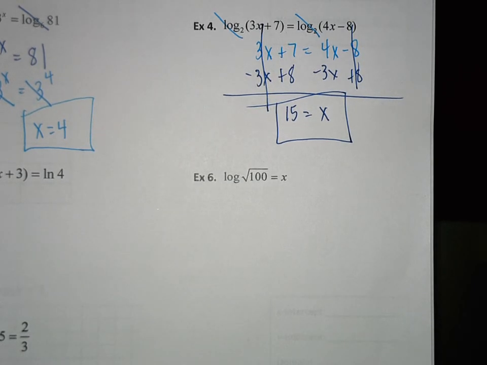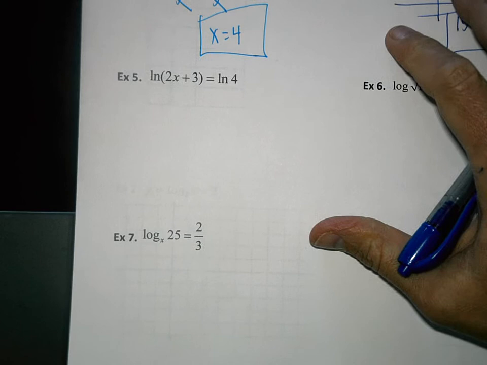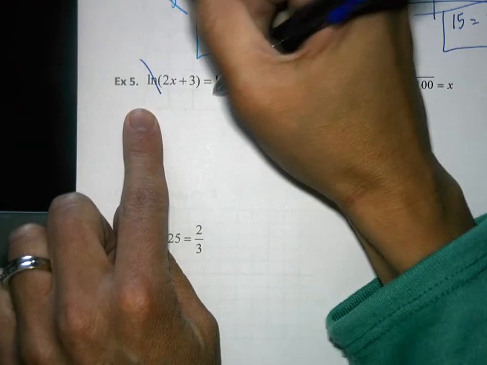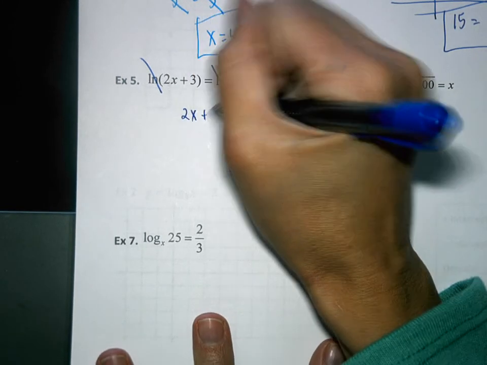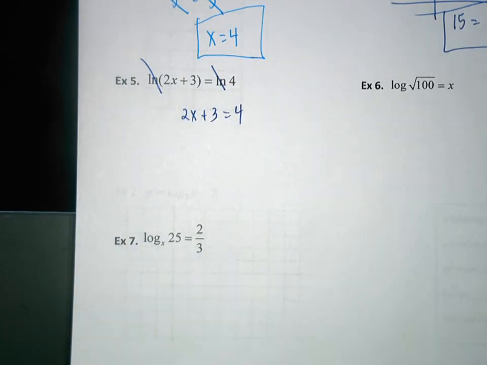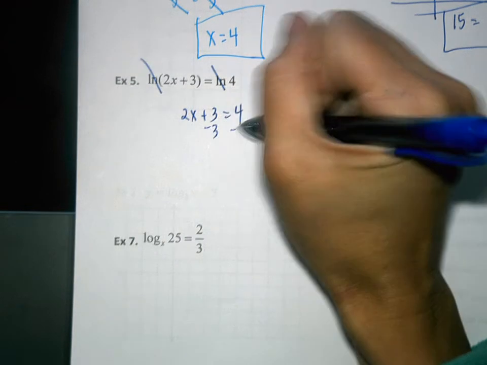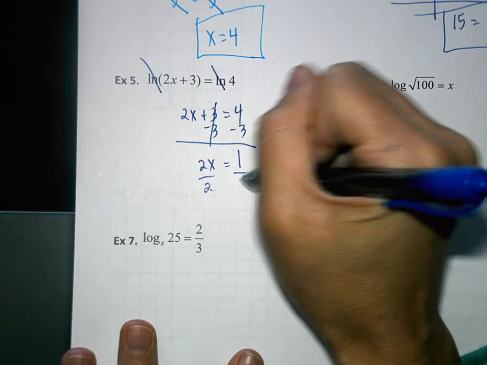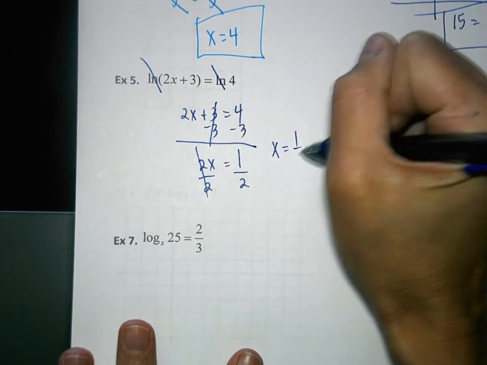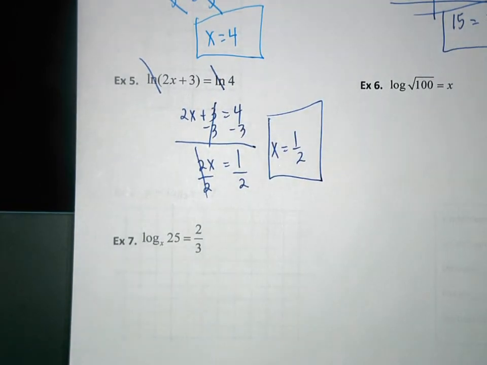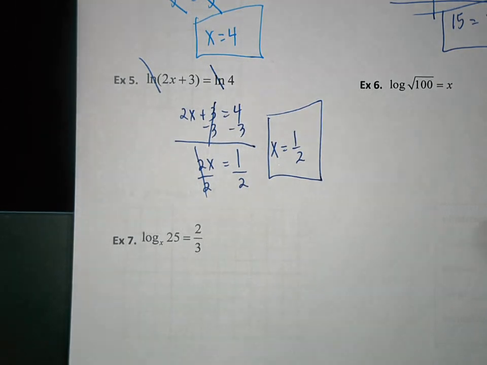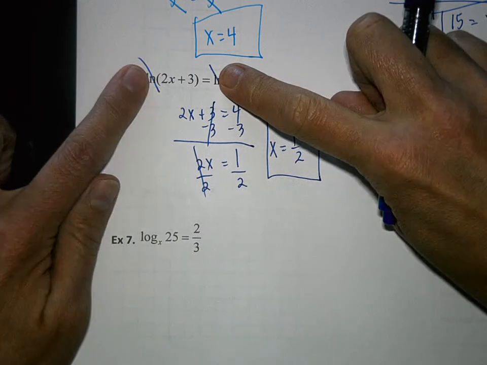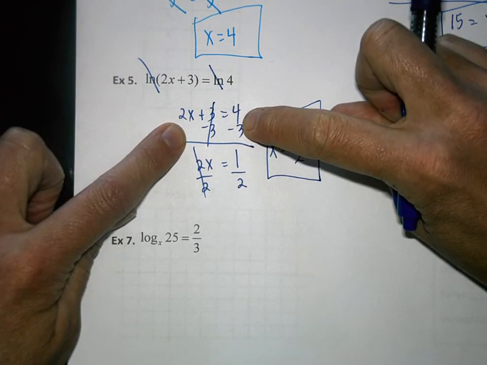All right, example 5. Is there a natural log on both sides? Yeah. So we can cancel them out. 2x plus 3 equals 4. What will I do to solve? Subtract 3. Divide by 2. 2x equals 1, and we divide by 2 to get 1/2. So we canceled out our natural logs, because whenever you have the same on both sides, you can drop them. And then we just have an algebra equation, 2x plus 3 equals 4, and we're solving for x.